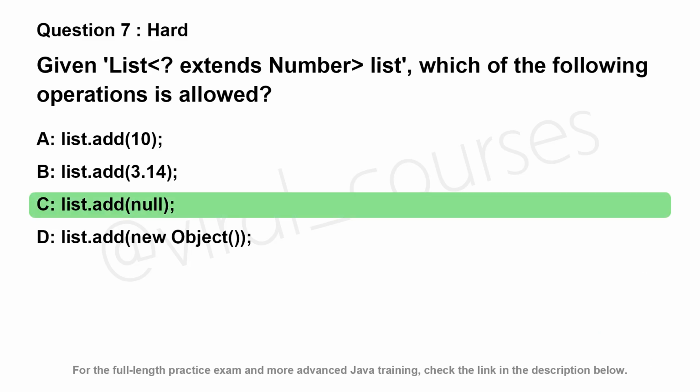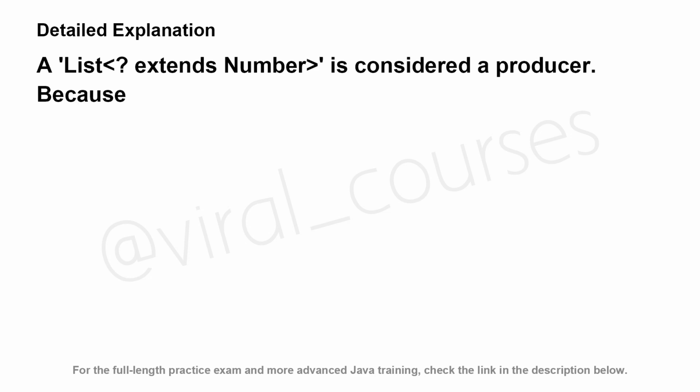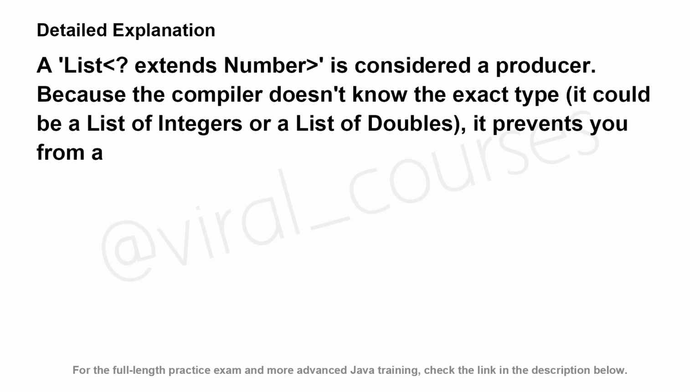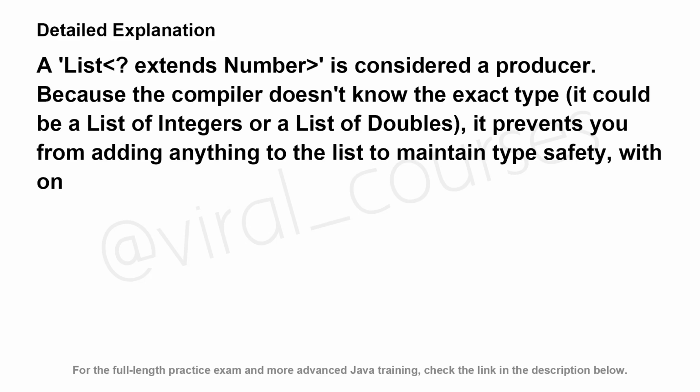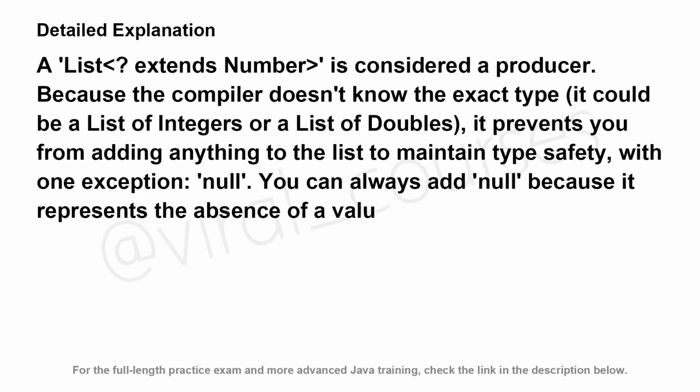The correct answer is C. A List<? extends Number> is considered a producer. Because the compiler doesn't know the exact type, it could be a list of Integers or a list of Doubles. It prevents you from adding anything to the list to maintain type safety, with one exception, null. You can always add null because it represents the absence of a value for any reference type.